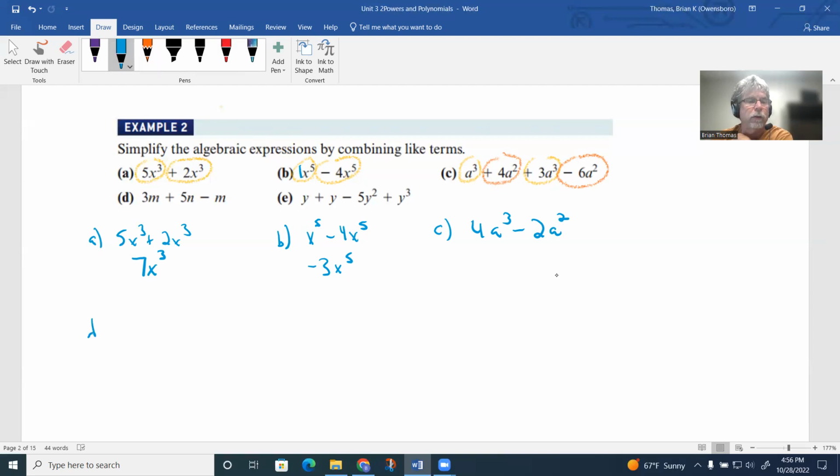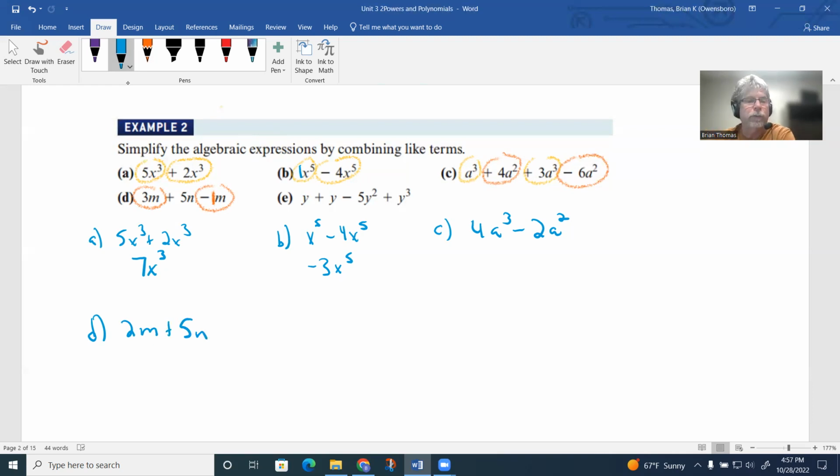So look at D. Again, we have the 5m does have a like term with it, which is the negative m, or negative 1m. So we do have like terms there. 3 and a negative 1 is going to make a 2. So it's going to be 2m plus then this 5n. And we can't go any further because 2m and 5n are not like terms.